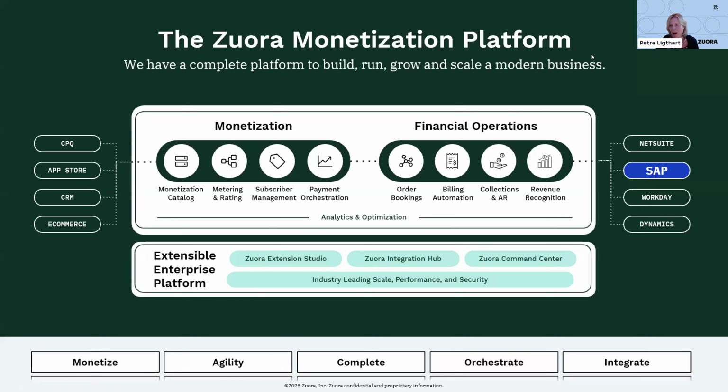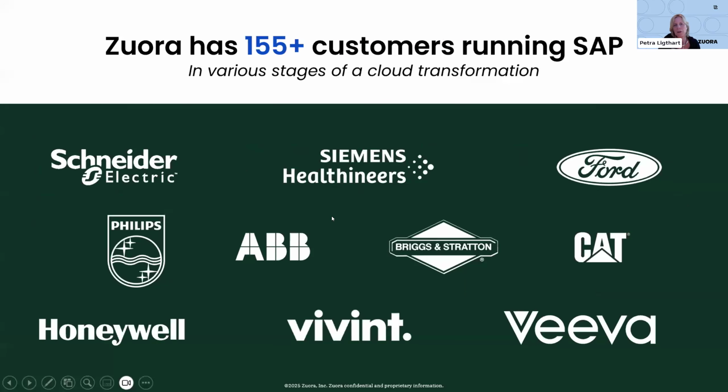And here I'm highlighting SAP because the integrations with SAP are obviously very important for us. If you go to the next slide, Ashish, we have about 155 plus customers running SAP. And you see here some big names. A lot of them are in the manufacturing space, but they're also in media, hardware, software, and the high-tech industry. So it's across the board.